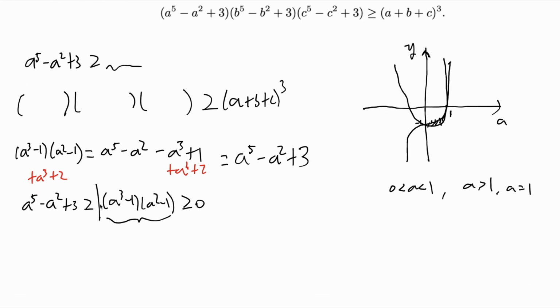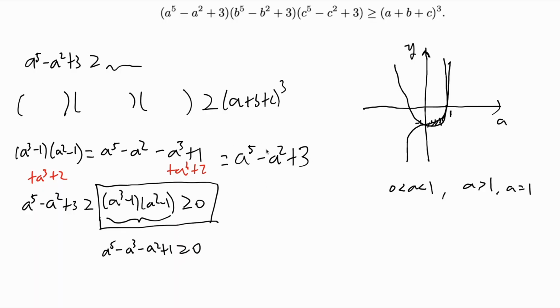So let's try and use these two to find out more. The reason why we want to use this is because we can somehow change this form into a to the power of 5 minus a squared plus 3. So let's expand this first. We have minus a cubed minus a squared plus 1 is greater than or equal to 0.